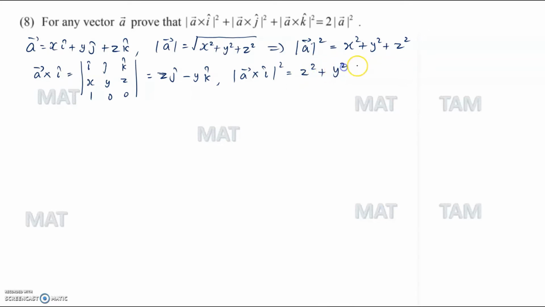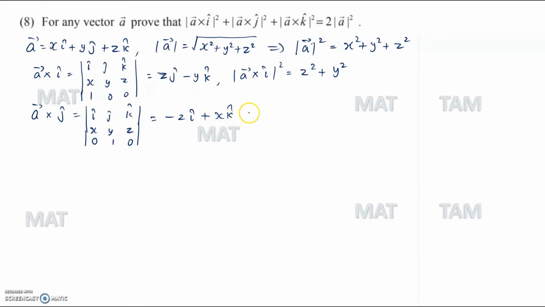So the magnitude of A vector cross product with I cap squared will be equal to z squared plus y squared. Similarly, vector A cross product with J cap will be equal to the determinant I cap, j cap, k cap and x, y and z, and 0, 1 and 0, which is equal to 0 minus z I cap, that is minus z I cap, and for j cap it will be 0, and for k cap it would be x minus 0. So plus x k cap.